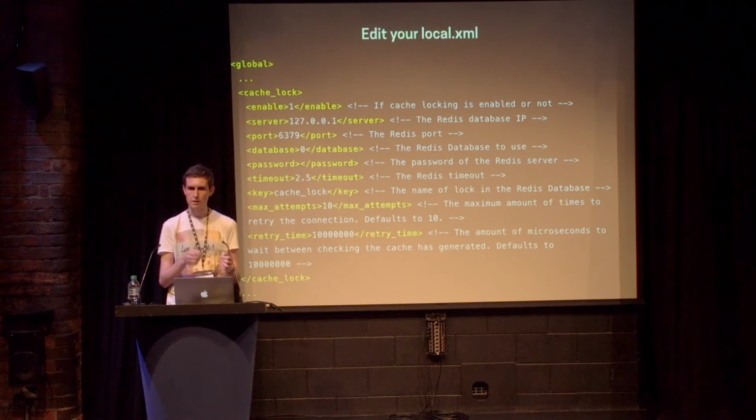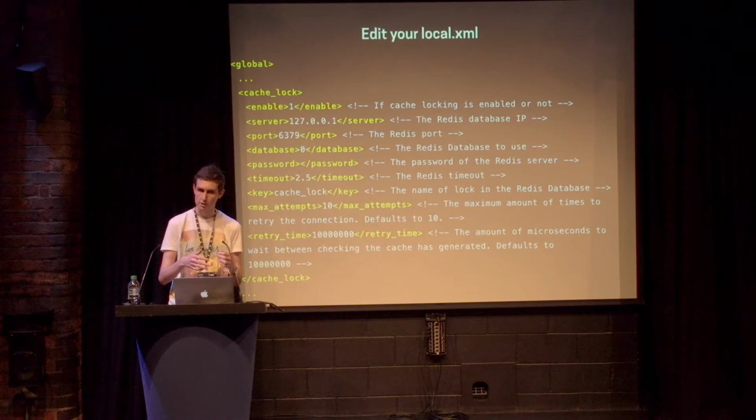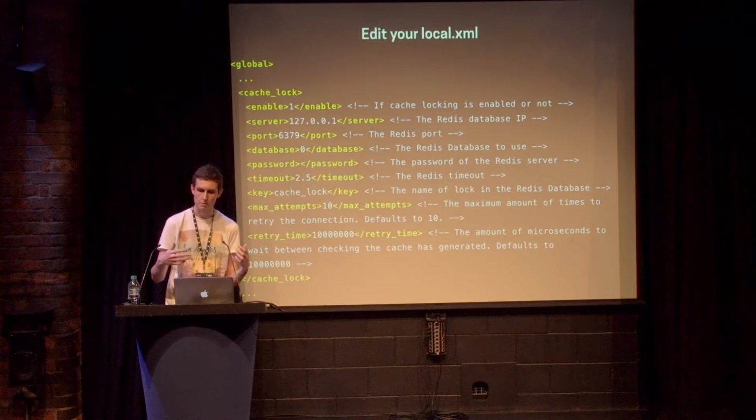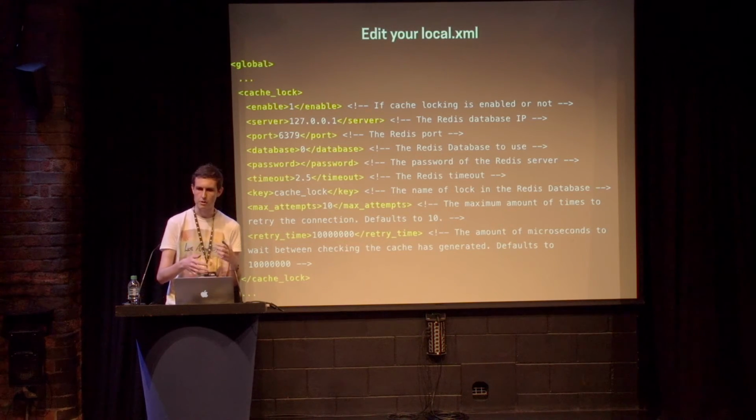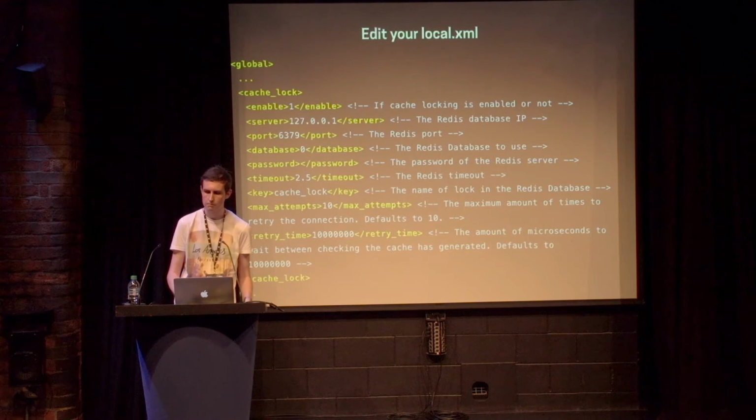The key is the value that we store within the Redis database to indicate that the lock's in place. And then max attempts and retry time are configurable values that you can say, the cache is being created, I want to wait so long, and I want to retry this process so many times. And after each reattempt, it will check if the cache exists. By default, that's set to be 10 attempts every 10 seconds in microseconds, which is far too long for most people. But given that this amount of time is going to vary depending on your entire setup, how complex your website is, you'll need to be able to configure those particular values.